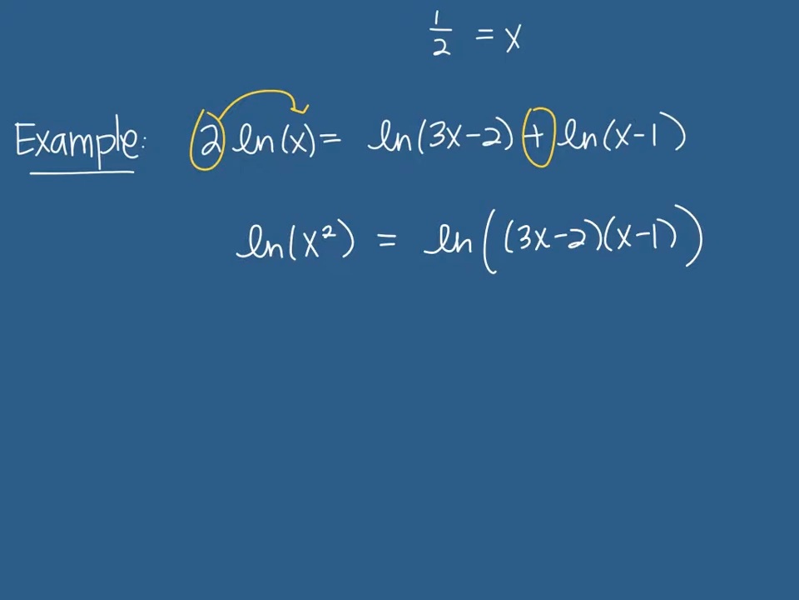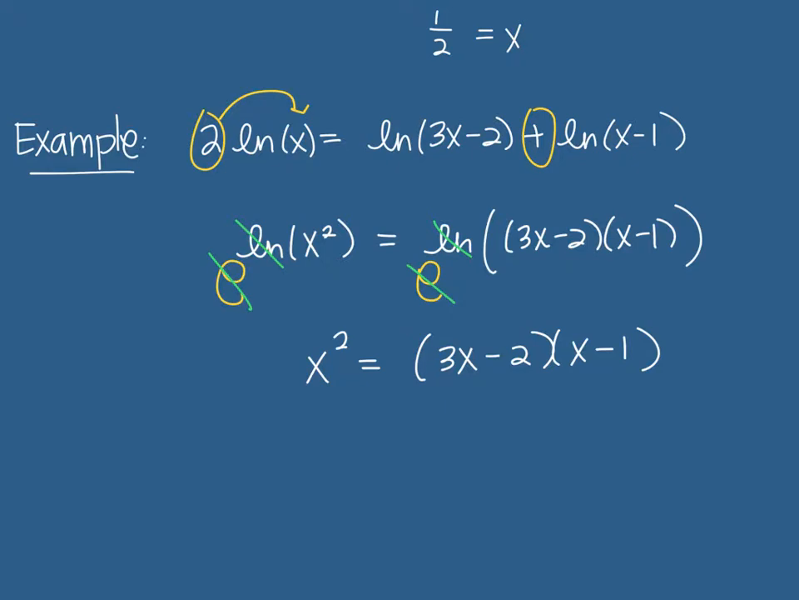Okay, so Lauren, can you give us the right base to use on both sides that will help us work towards getting rid of our logs? Okay, E is the correct one. So we'll be using E on both sides. E cancels out, leaving me with x squared equals parentheses 3x minus 2 and x minus 1.